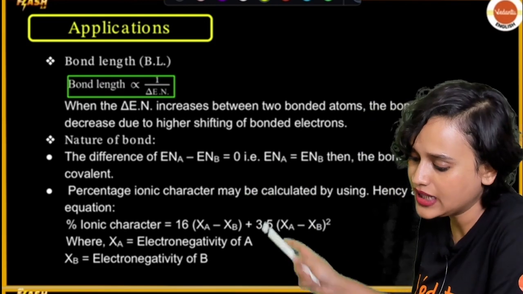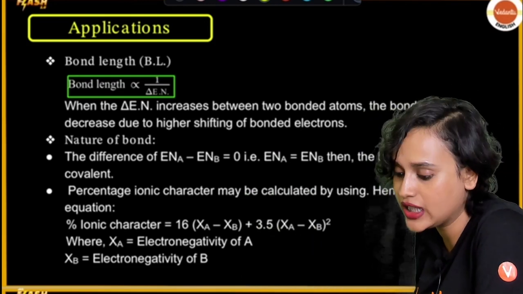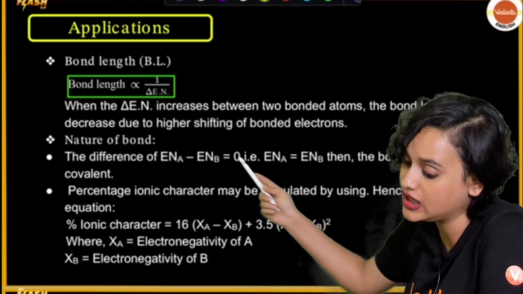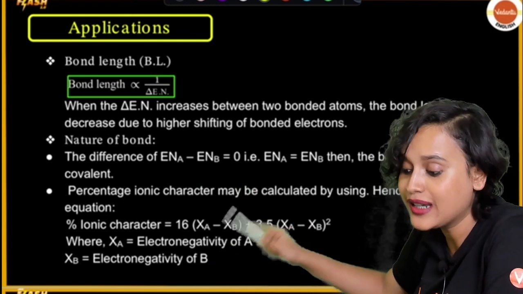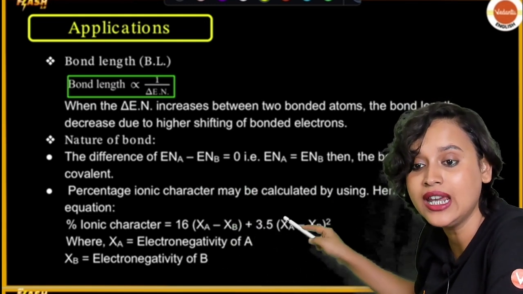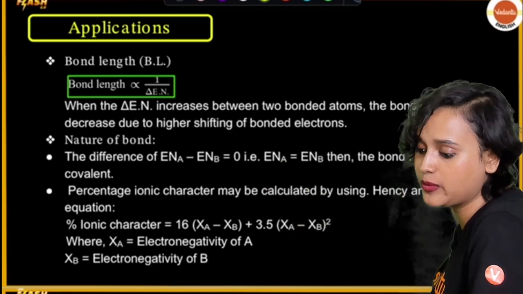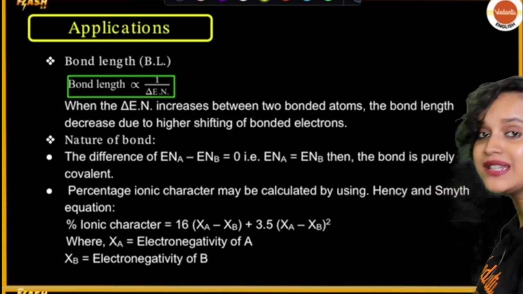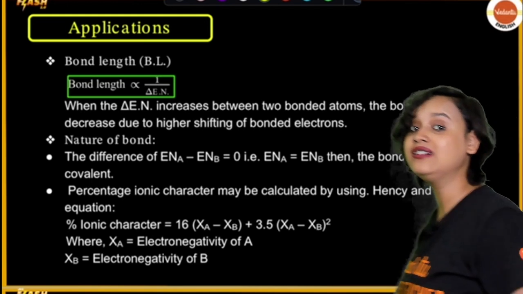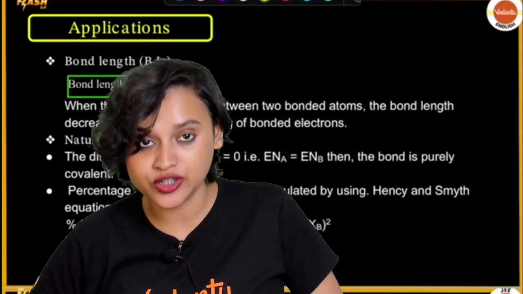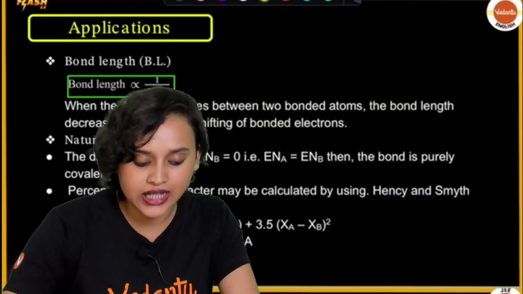Nature of the bond. Let's talk about it. If the difference of electronegativity, A minus B, is equal to 0, that means the electronegativity of element A is equal to the electronegativity of element B, and the bond is purely covalent here. It's not going to be ionic. It's going to be purely covalent.